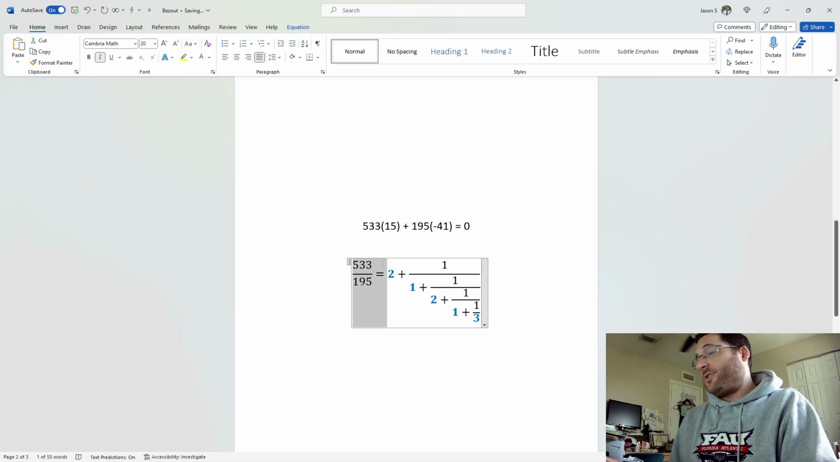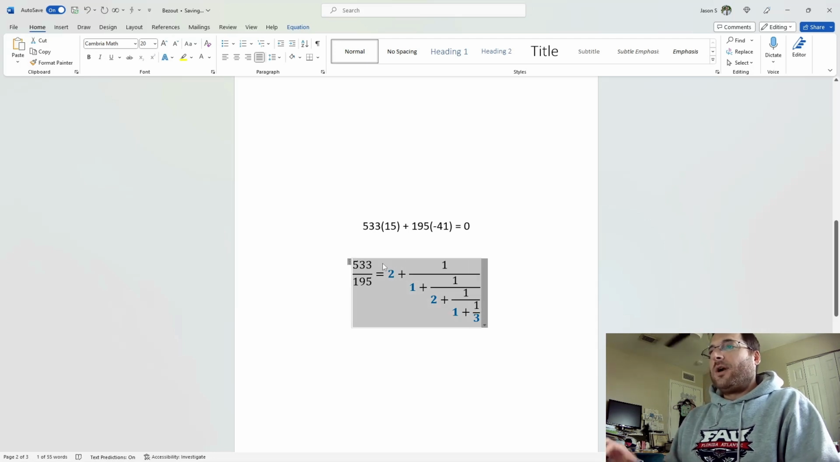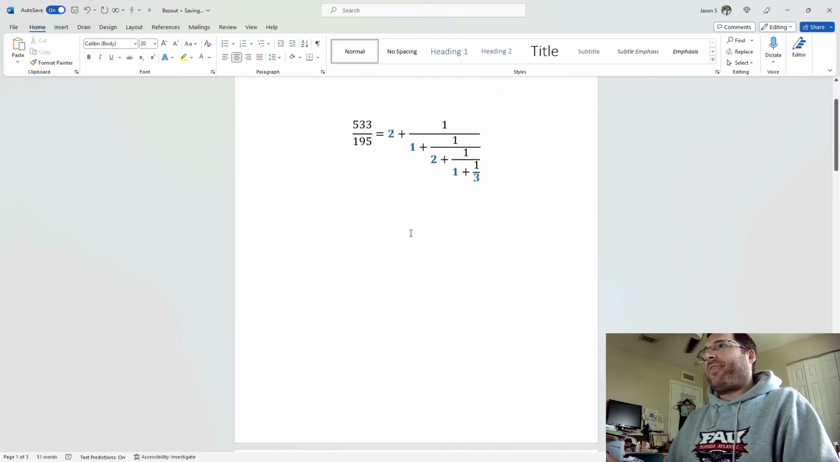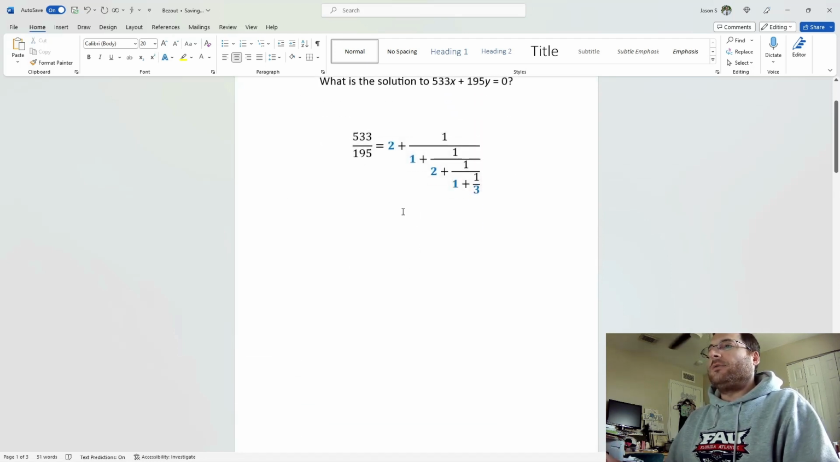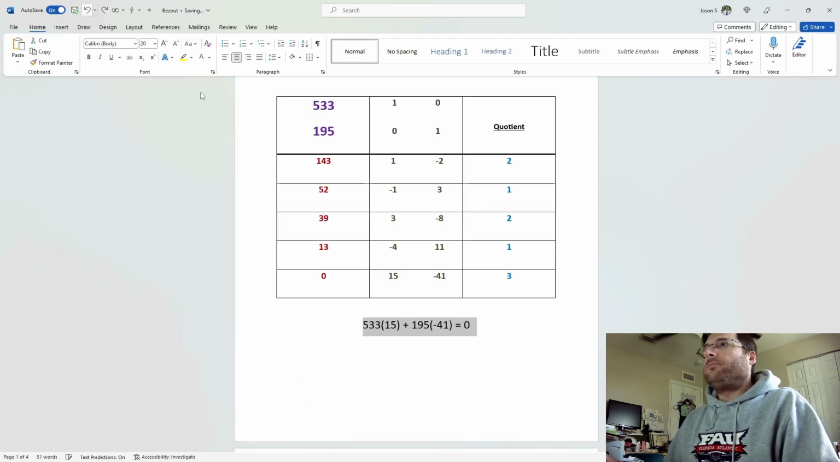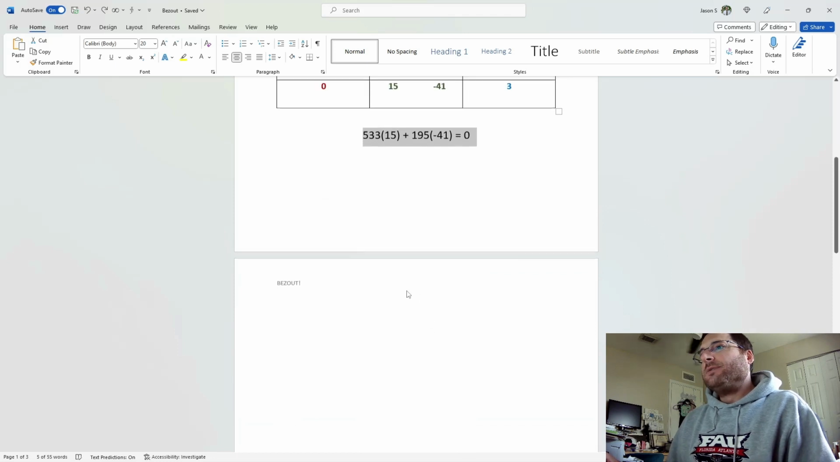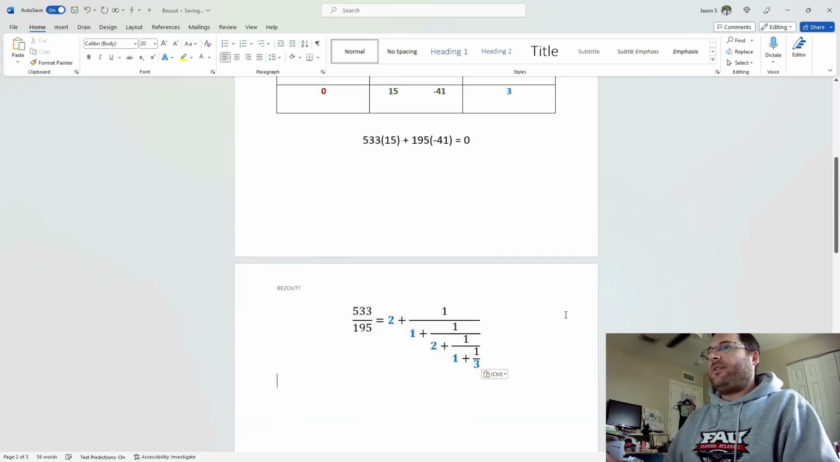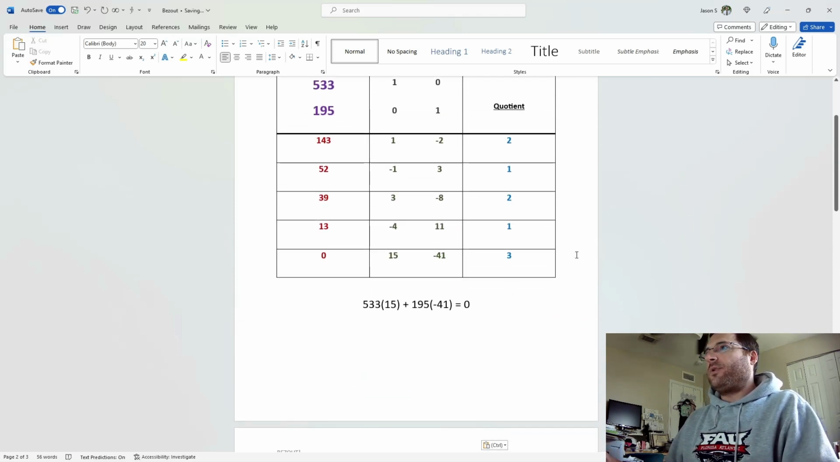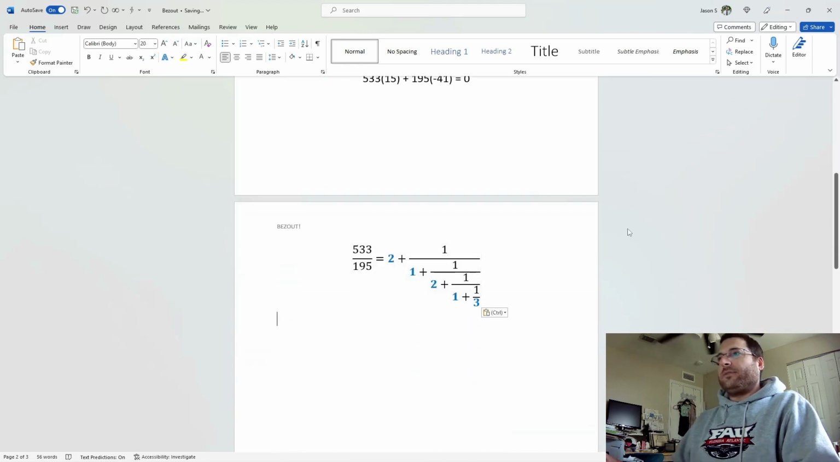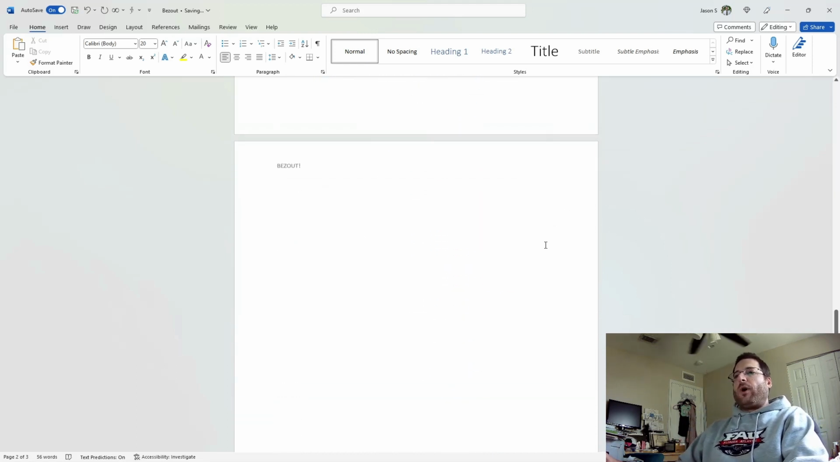And this is just a neat little mathematical concept that you could use in your everyday life if you feel like it. I'm trying to get the continued fraction out there so you can see the quotients of the same: 2, 1, 2, 1, 3. Okay, here, let's try another one.